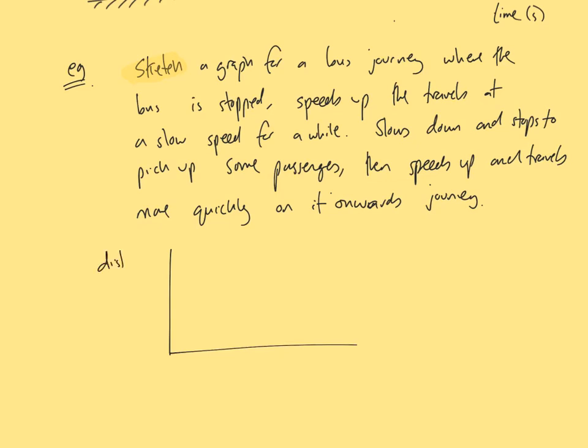So distance, time, we haven't got any values for this. So initially the bus is stopped, so there must be a little flat line section. It then says that the bus speeds up and then travels at a slow speed, so we need it to curve upwards to show the speeding up, and then a straight line to show the steady slow speed.